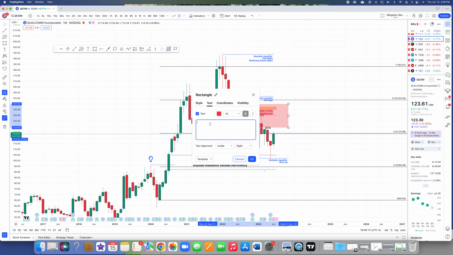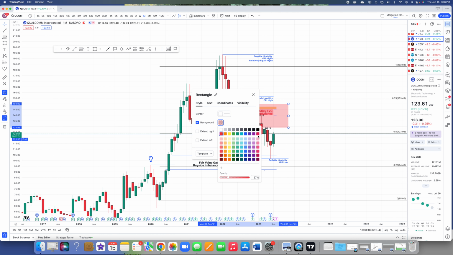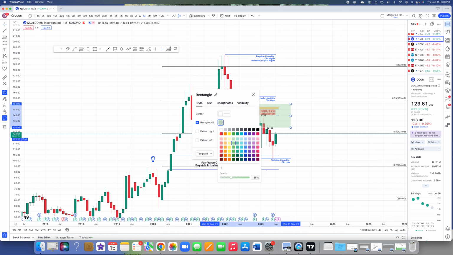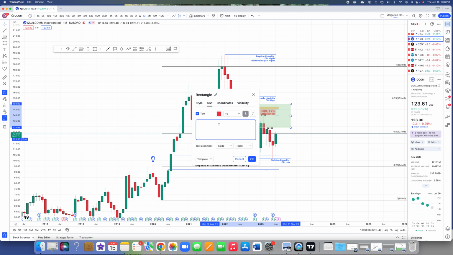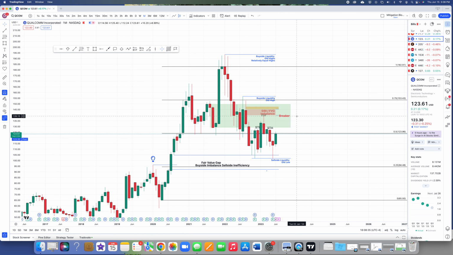So I'm going to change this to green because I saw this. I really like it. It's a nice, decent look to it. So we'll just call that breaker. It's a breaker because, let's wait a second. Actually, bring this all the way to the right. Because there's a high, a lower low, a higher high. I believe I said that correctly.